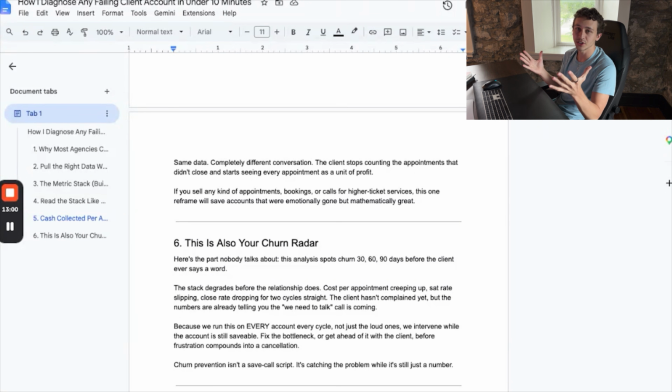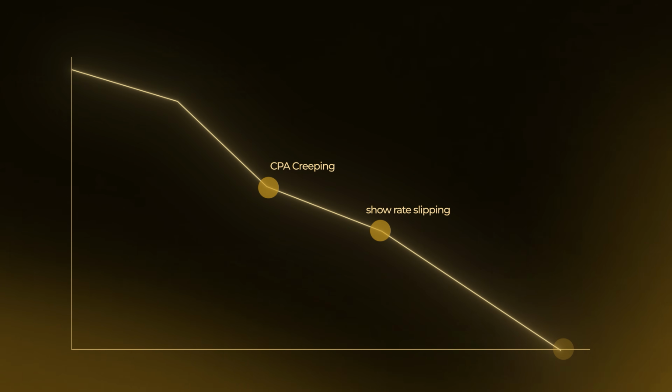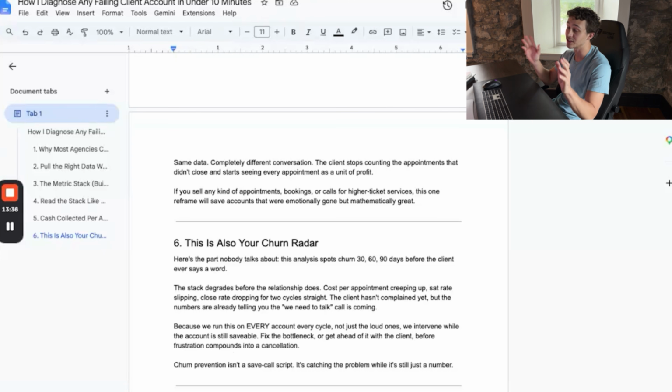Now, if you're in the agency game, if you have a marketing agency like I do, you never want to be in a position where the client is coming to you first with problems. You always want to be reaching out to them first, making sure that you're answering their questions before they even have the opportunity to ask them. So on paper, the stack will actually degrade before the relationship does. The cost per appointment's creeping up. The appointment show rate is slipping. Close rates dropping for 2 cycles straight. The client hasn't complained yet, but the numbers are already telling you that the "we need to talk" is coming, and you can prevent that well in advance.